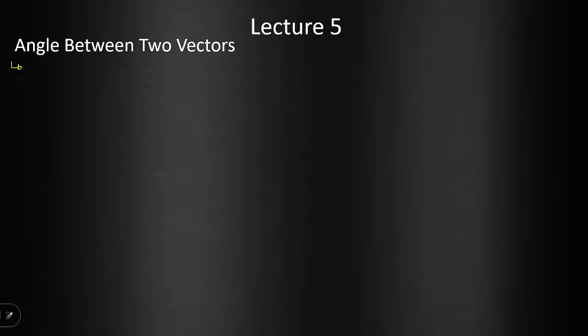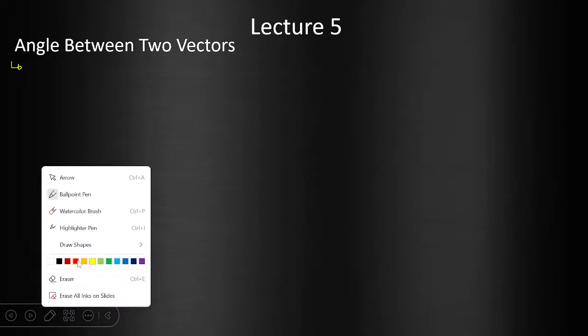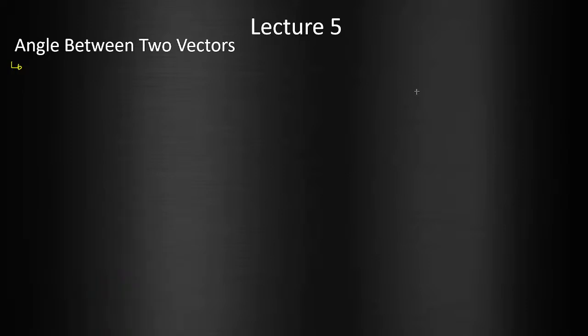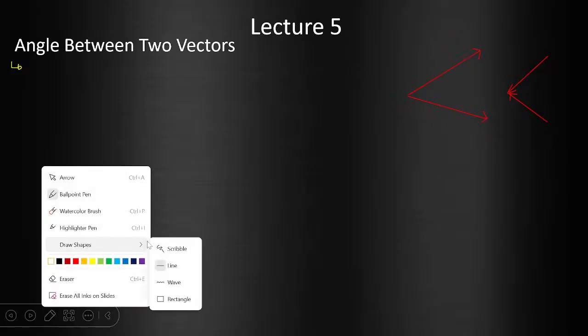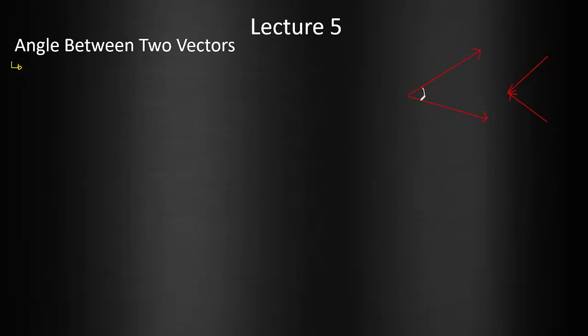Angles are measured when from one point we have two vectors coming out, or on one point we have two vectors coming in. This is how we measure the angle. This is theta. Angles are measured in this way only.